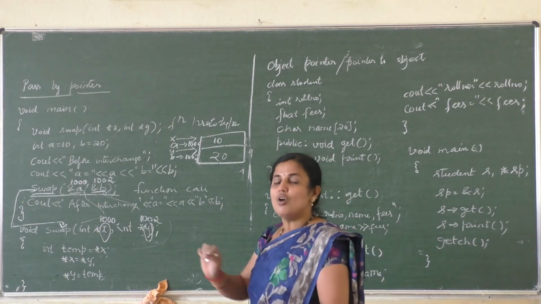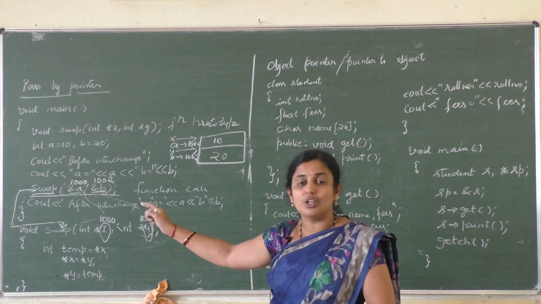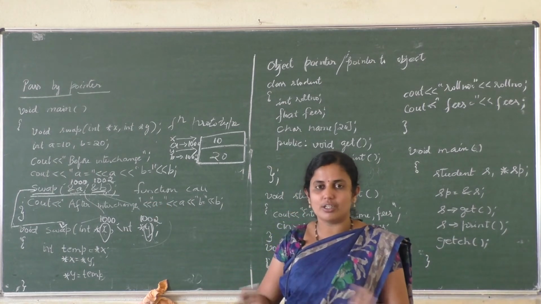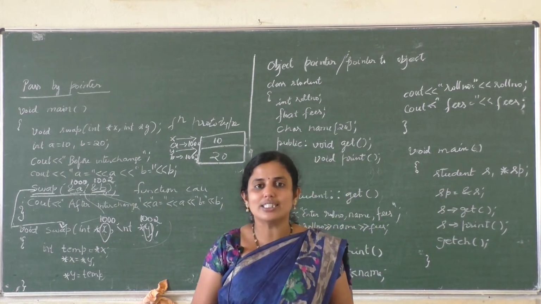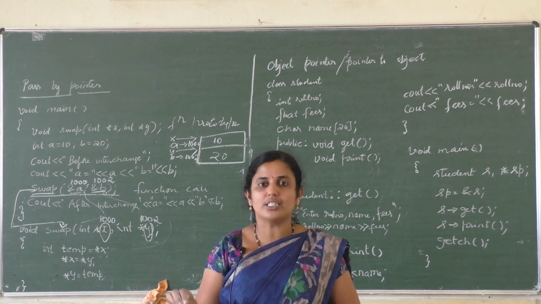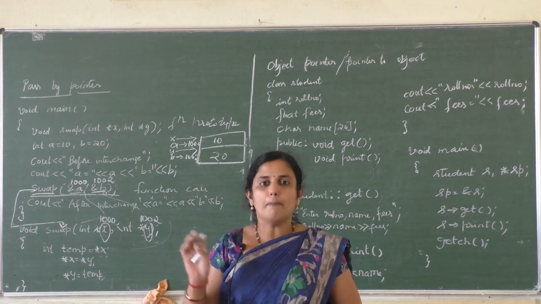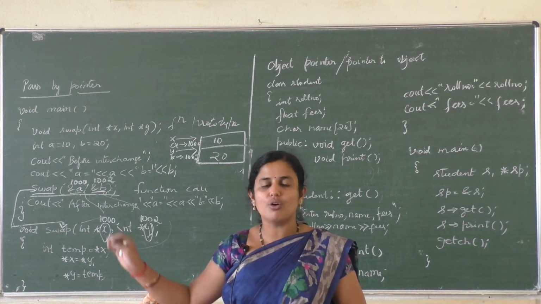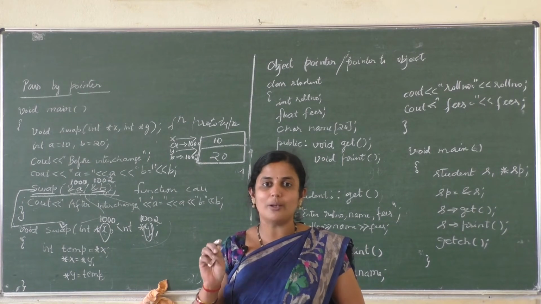Okay, now we are accessing those values not directly as x, y, a, b, but through the address itself, by using the pointer operator. Is it clear? We use the pointer operator to access those values through the addresses.